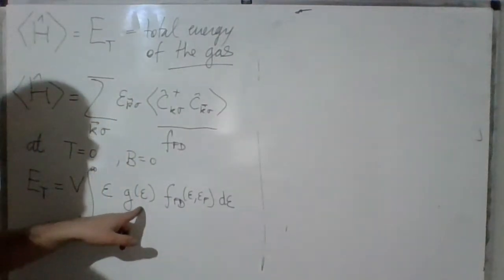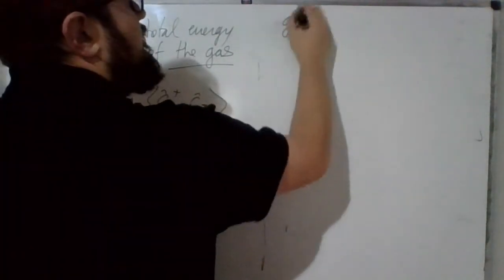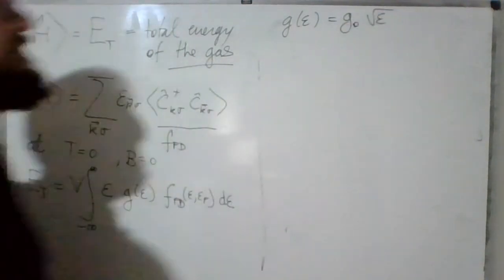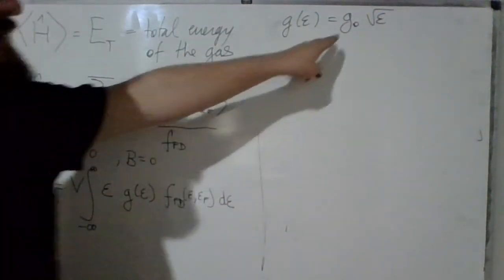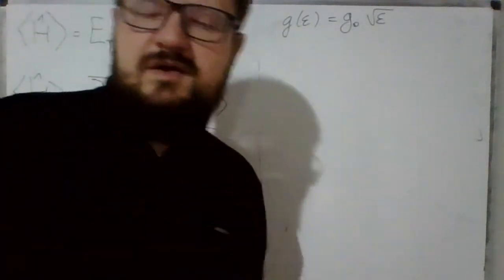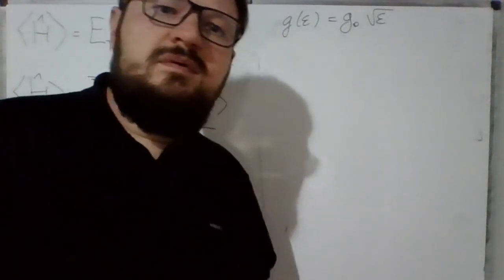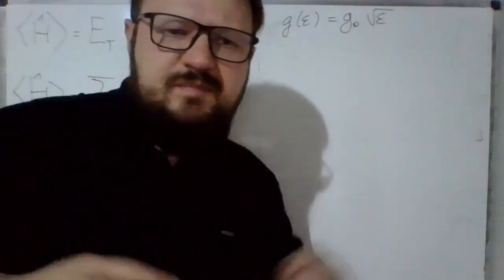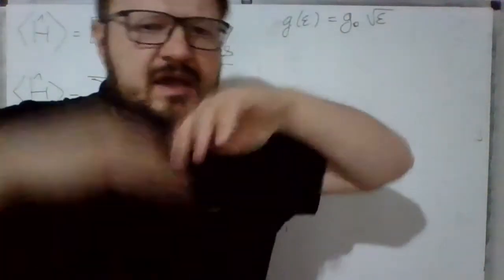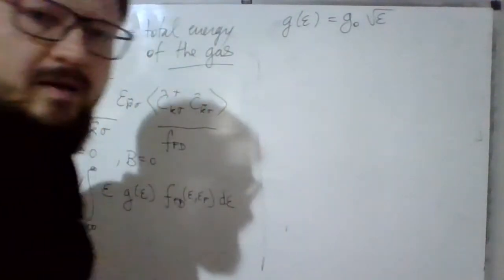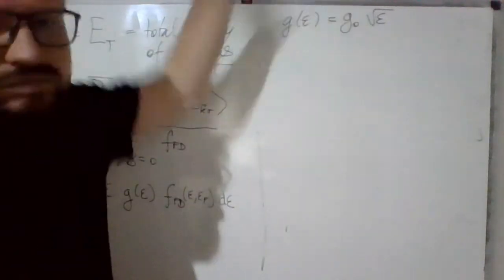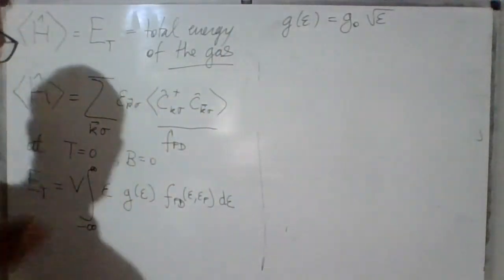And this is easy to perform because this G of E is just a constant G0 times the square root of the energy. It's just better to use this G0 because you don't want to keep using that 2 times mass divided by h bar squared to the 3 halves. This is just a burden to carry over in calculations. So we just define a constant G0 there.